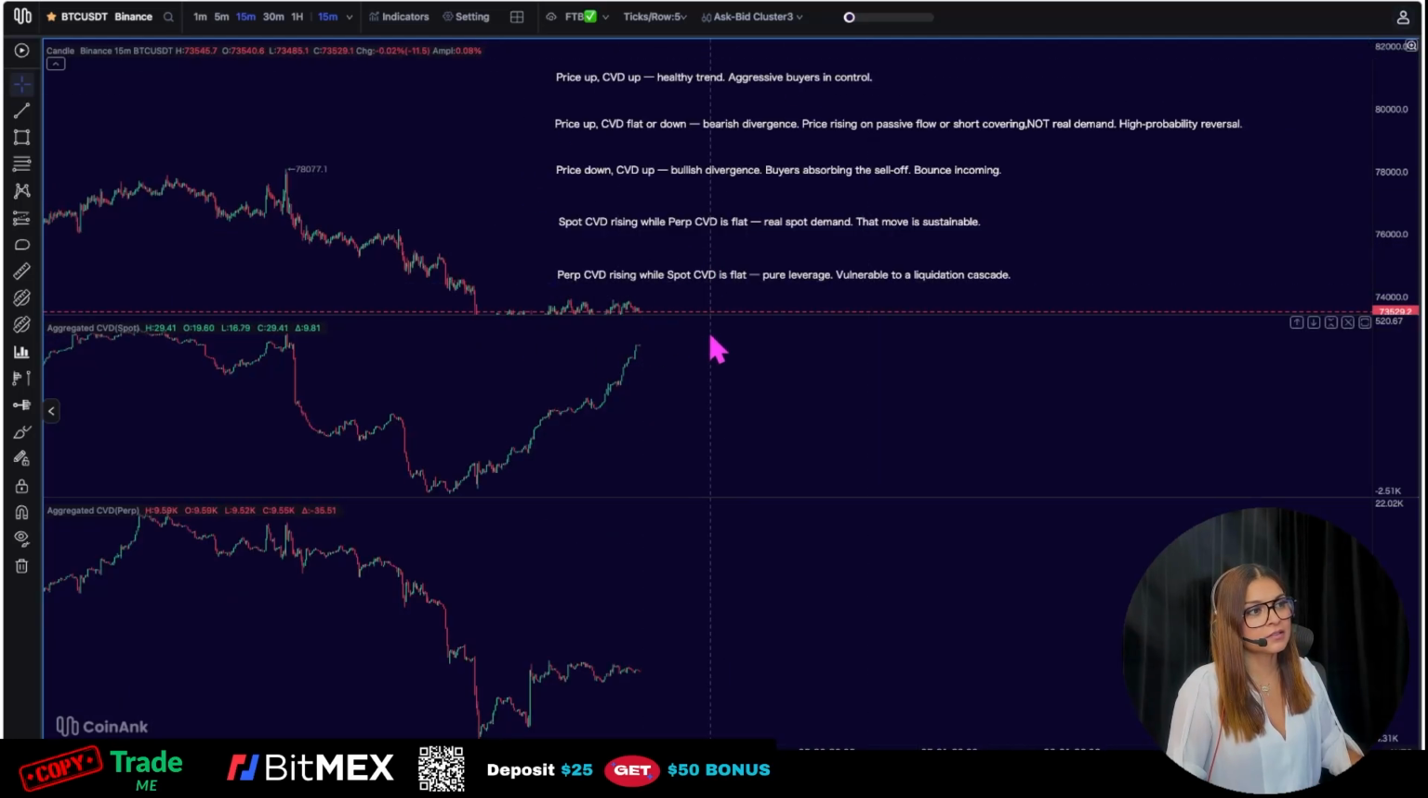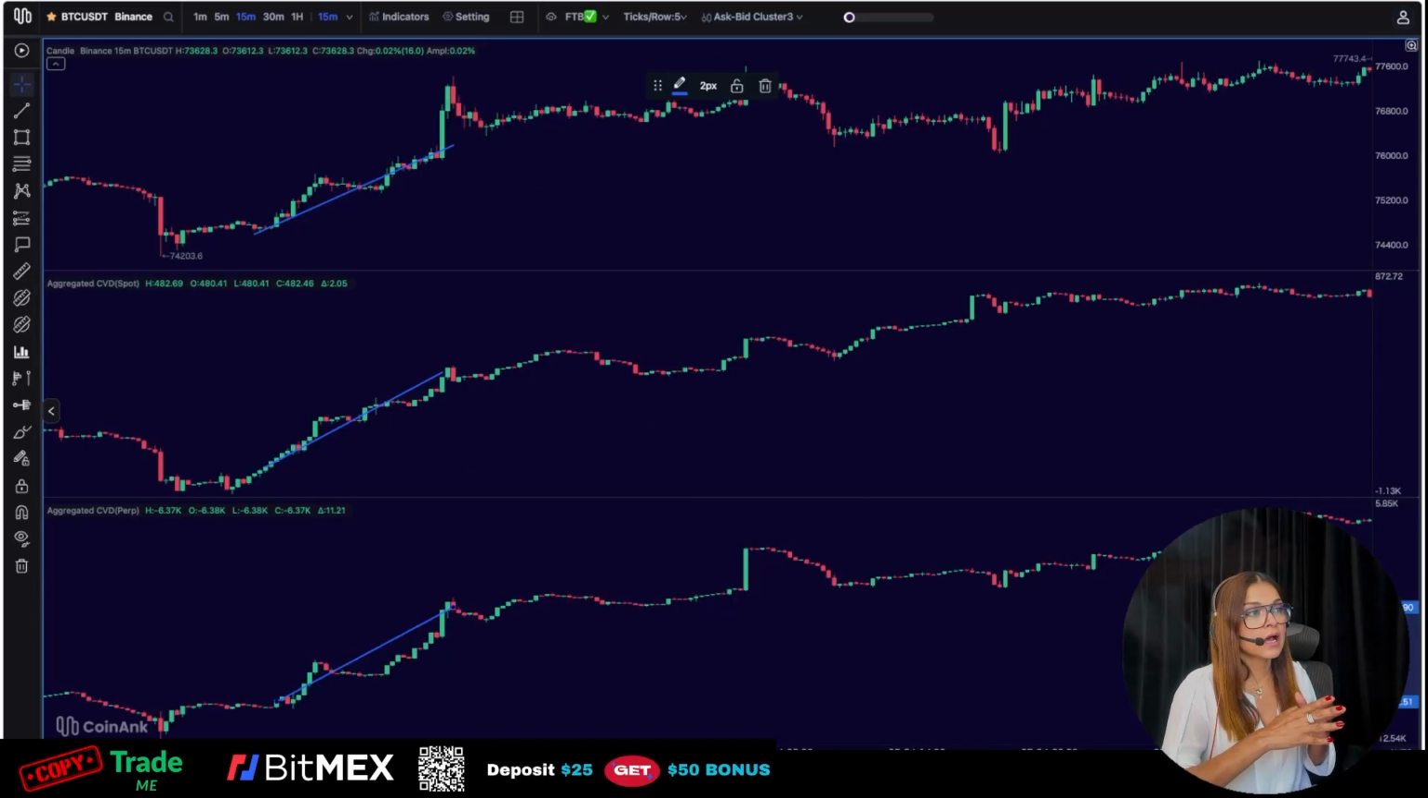And there you go, guys. These are the setups that I actually look for. Now, what I like to do is look for when spot CVD and perp CVD give a divergence. And what I do is I like to follow spot because I know eventually, perps, that speculative buying and selling, will have to catch up with spot, which is the real buying and selling. So real money, again, will trump leverage every time.